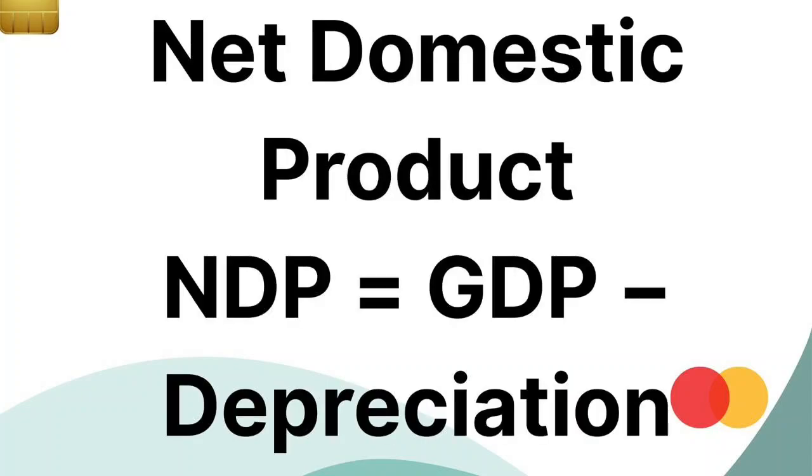Now we move from gross to net. Gross means before deducting depreciation. Net means after deducting depreciation. So NDP is equal to GDP minus depreciation. Depreciation is also called consumption of fixed capital.